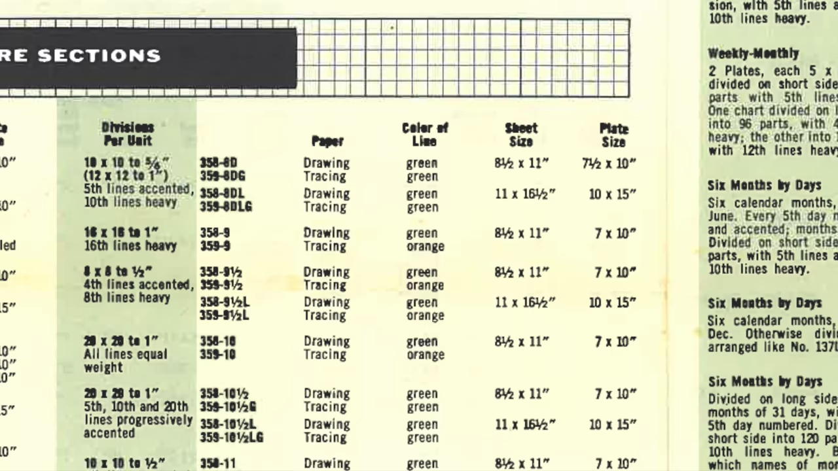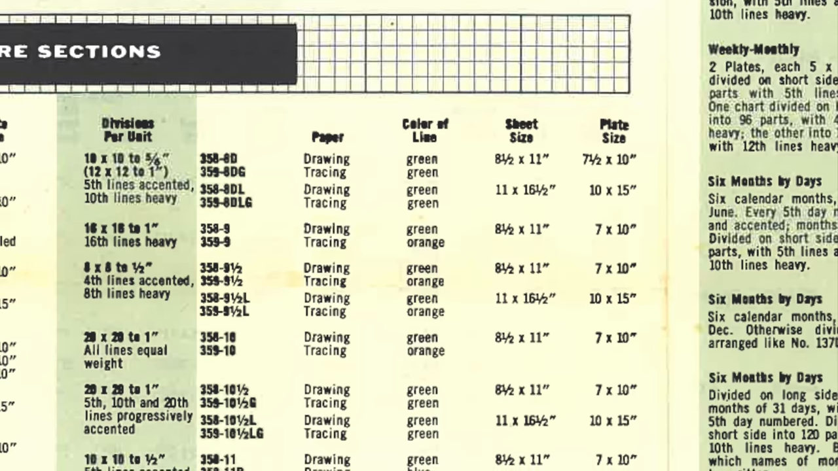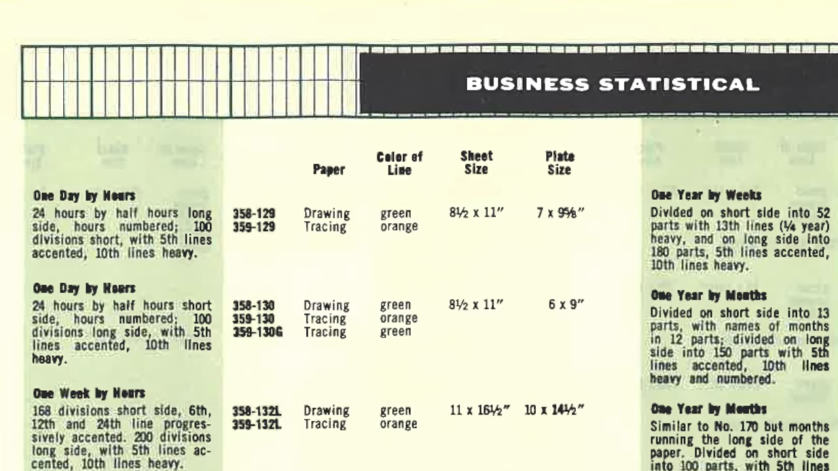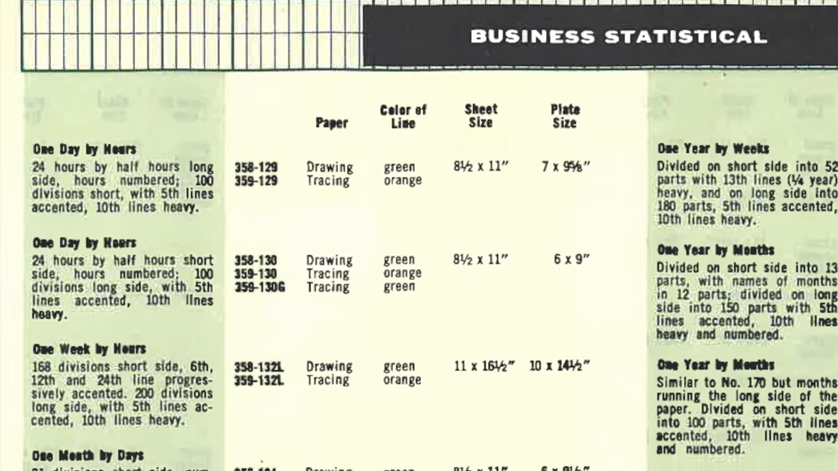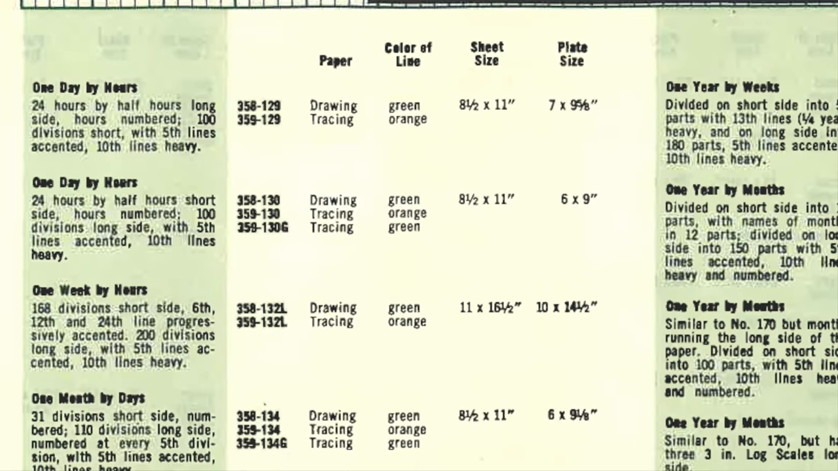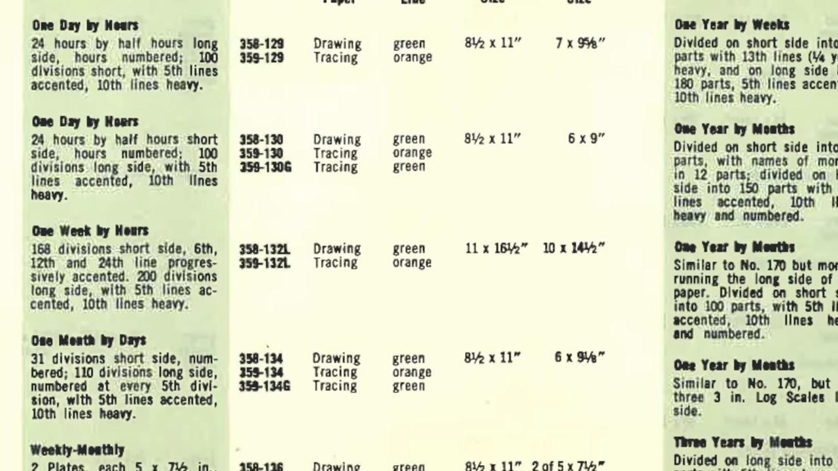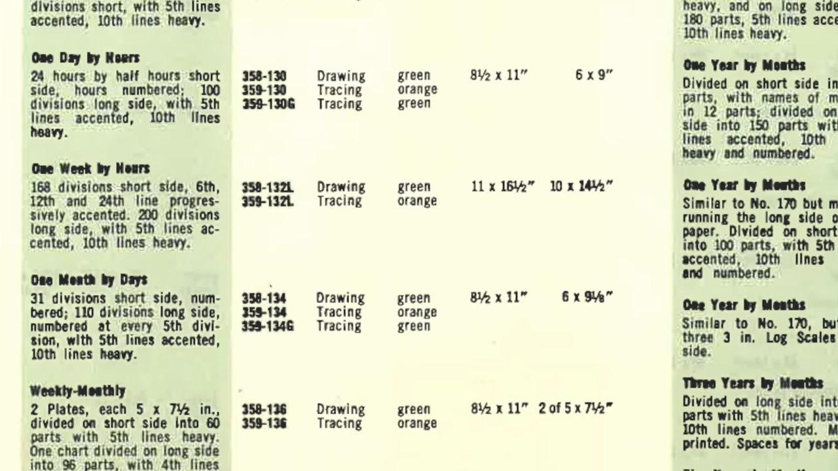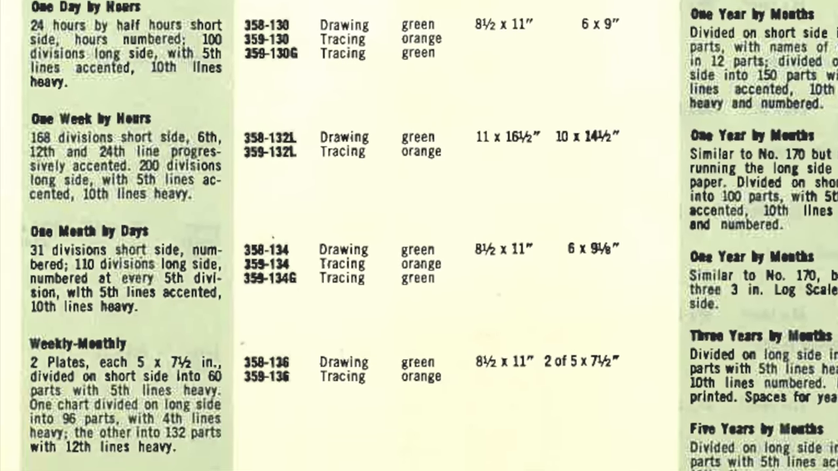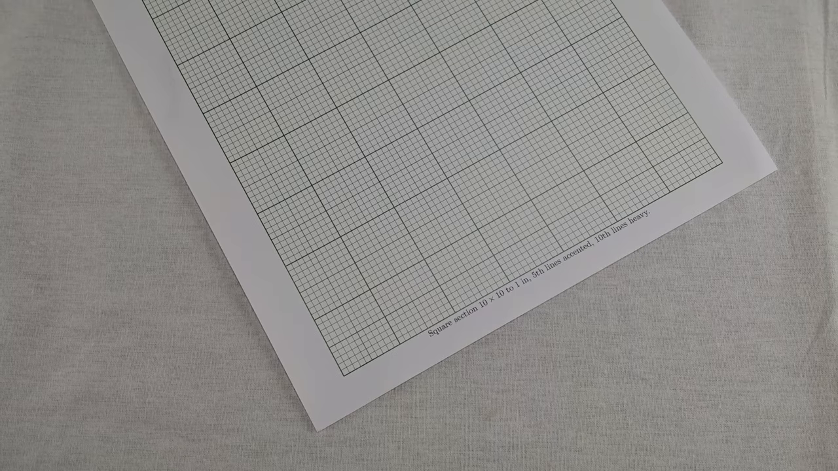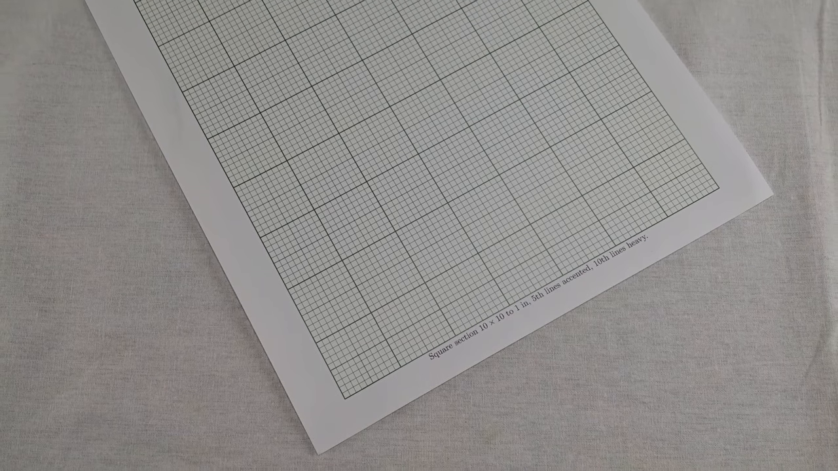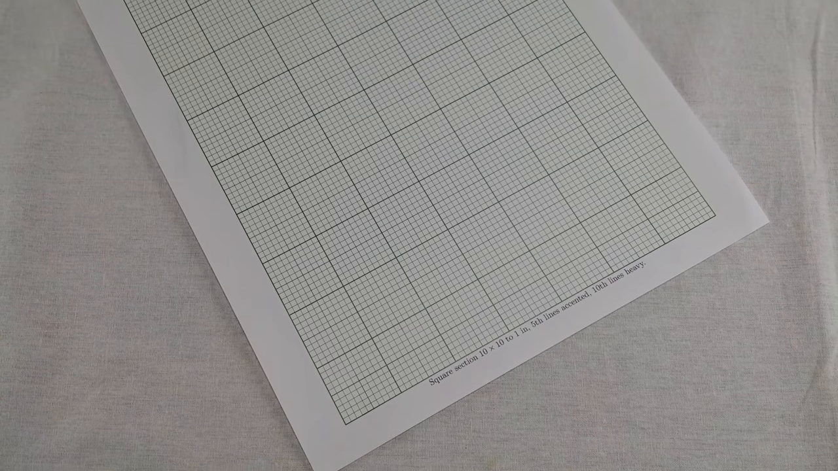So we got tons of different configurations of square and rectangular grids. They also had business type charts where the x-axis is divided into common time intervals. You got one day by hours, one week by hours, 6 months by days, you name it. All of these are just straight grids of squares and rectangles, but here comes some more exotic types of sheets.